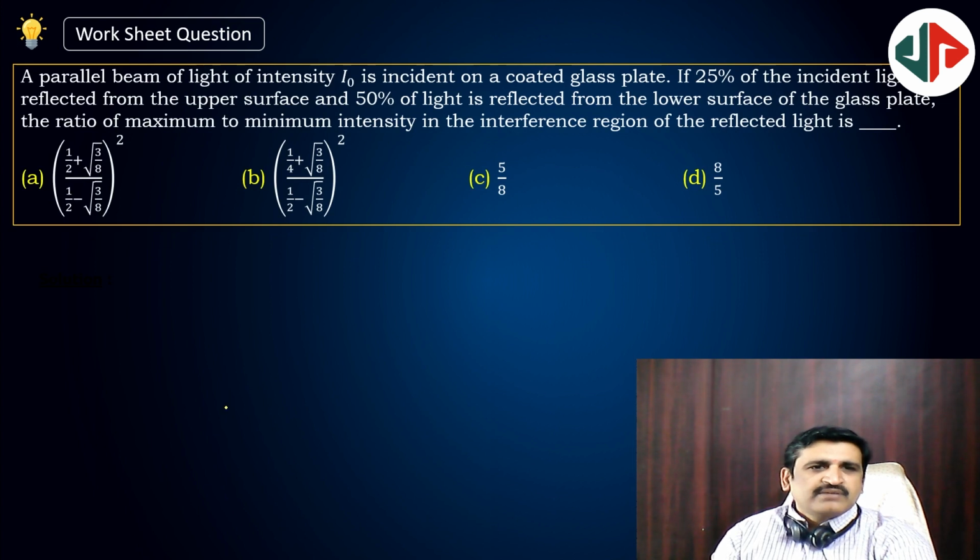A parallel beam of light of intensity I0 is incident on a coated glass plate. If 25% of the incident light is reflected from the upper surface, and 50% of light is reflected from the lower surface.